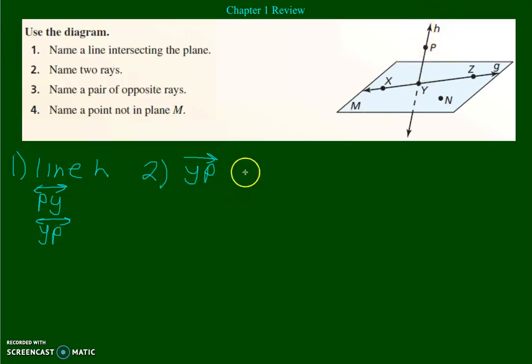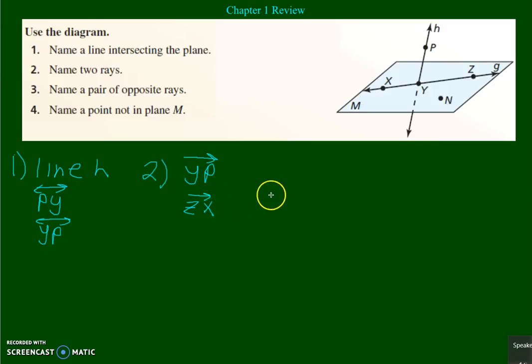Another one, we could say, let's just take ray ZX. So we'll have ray ZX. Again, we use an arrowhead going to the right. We always name rays with the straight piece on the left and the arrowhead on the right. The letter on the left is always the end point. The letter on the right is always the point through which the ray extends.